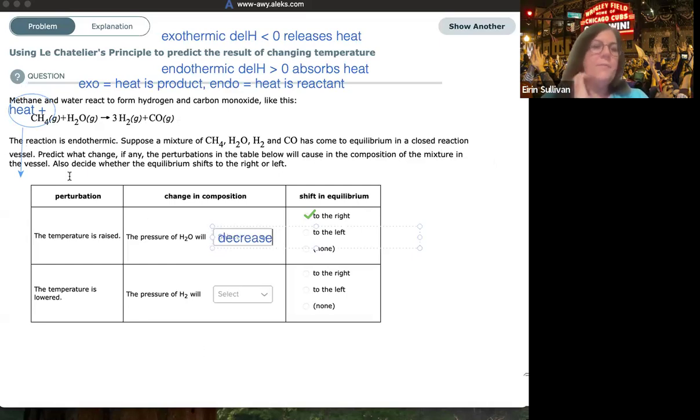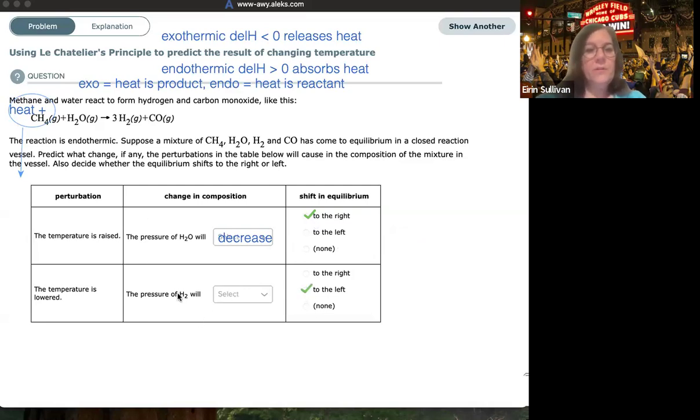So if we're lowering the temperature, we're taking heat out, so we have not enough reactant, right? Because that would be the same as if we took out some methane or we took out some water. We've lowered the amount of reactant that is present. Therefore, my equilibrium is going to have to shift to the left in order to compensate for that. So my equilibrium will be shifting to the left.